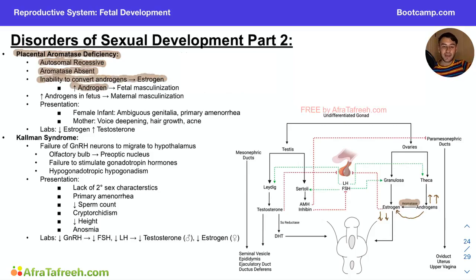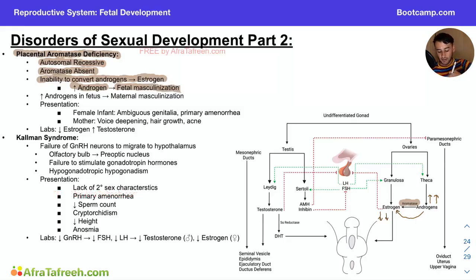Now, what happens when we have increased androgens? We know that androgens are responsible for masculinization in terms of the developing fetus and also during puberty, and so we're going to get fetal masculinization. So let's talk about what happens when we have fetal masculinization.